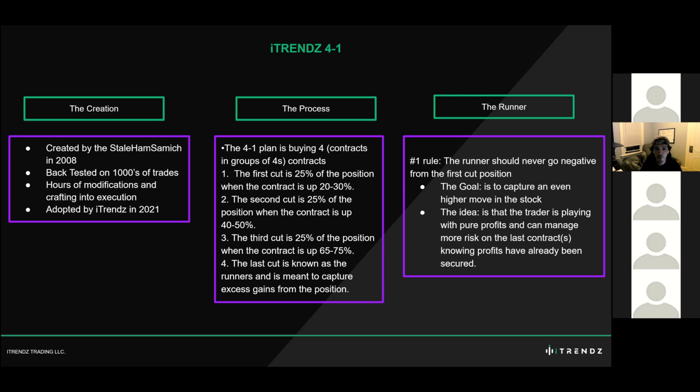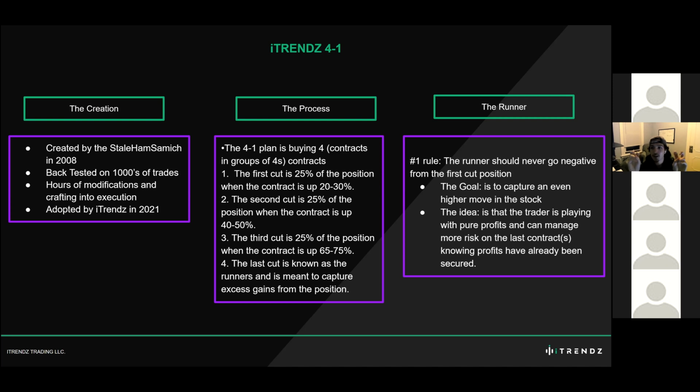So we implemented the 4-to-1 and started teaching it inside of iTrends because it really does lift the weight off the shoulders. Because you take that first 20% off on your contract and you're like, awesome, I just made 20%, whatever dollar value that is. And then you take the second one off and you've got half your position left and you're like, this is awesome. I'm not riding free yet, but I'm very close to riding free.